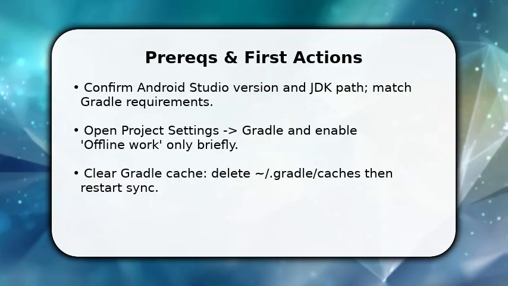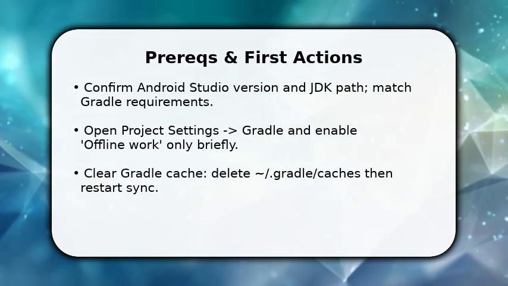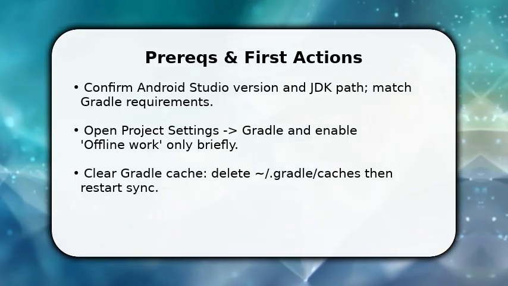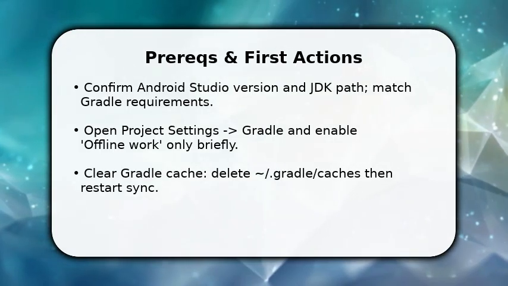You start by confirming the Android Studio version and the JDK path so Gradle can run. Mismatches break sync. Next, open Settings, Build Tools, Gradle and check the Gradle JVM selection. Set it to a compatible JDK.